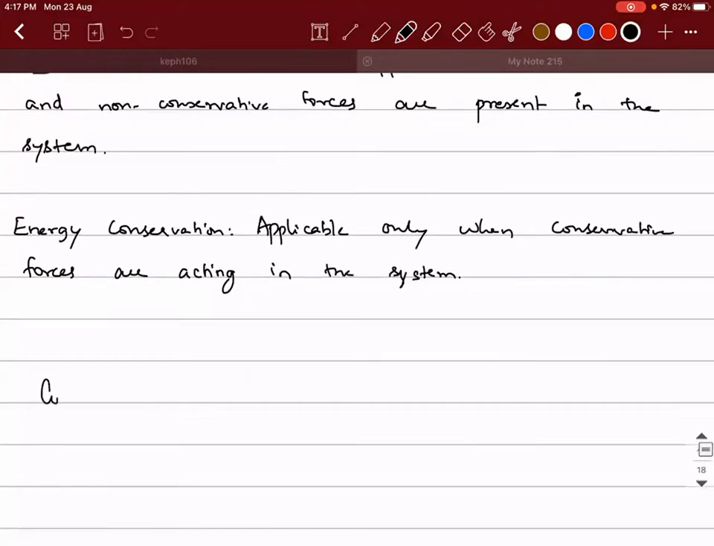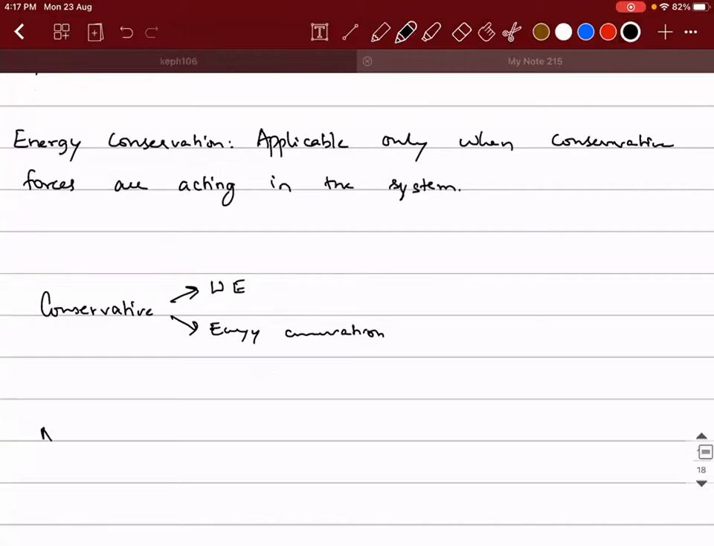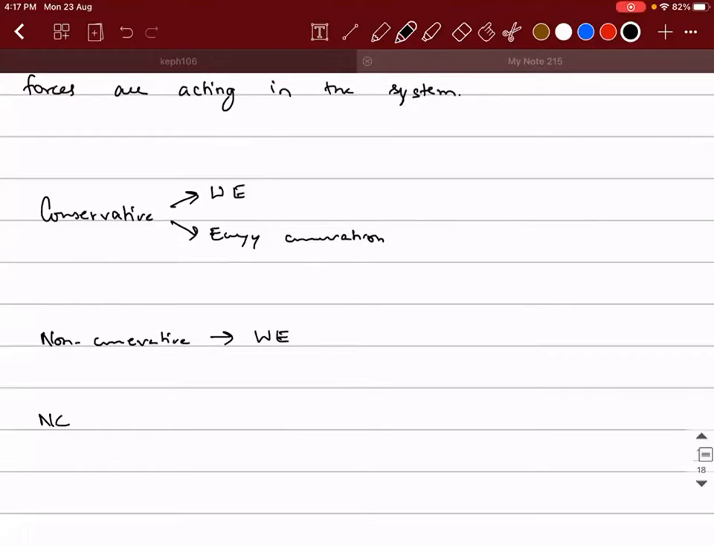So what I'm trying to say is something like this. We can make a column like this. When you have conservative forces, you can apply both work energy and energy conservation. Whereas when you have non-conservative force, then you can apply only work energy. If you have non-conservative plus conservative also, you can apply only work energy. So this is the meaning.